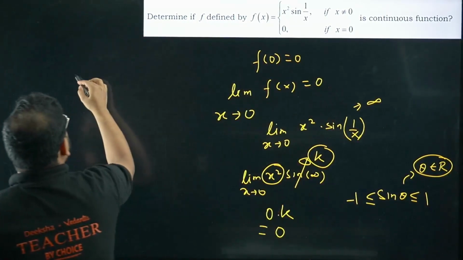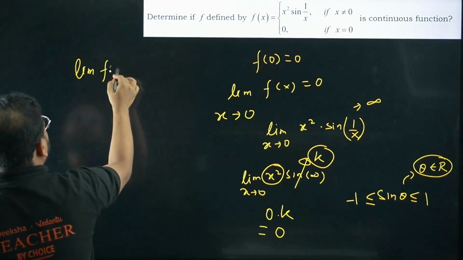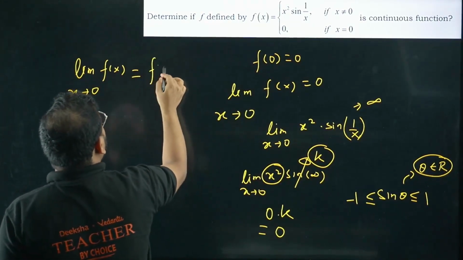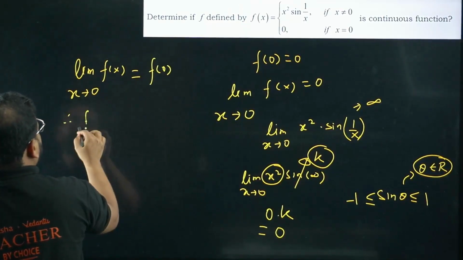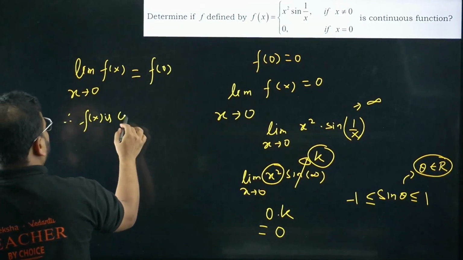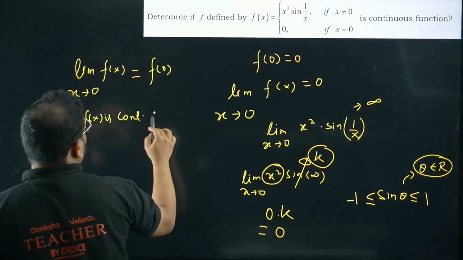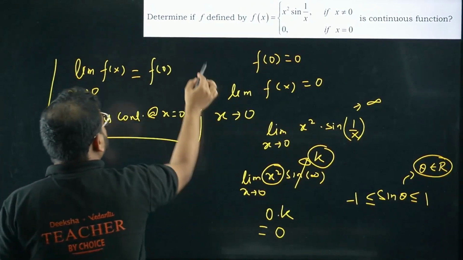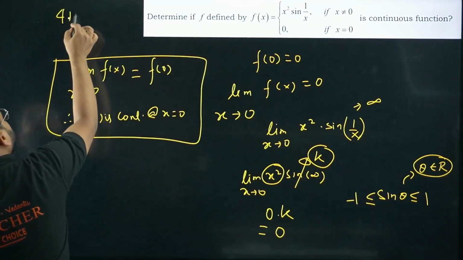So the limit value for the function f(x) as x tends to 0 is nothing but equal to the function value at 0. It means f(x) is continuous at x equals 0. That's the conclusion over here. Please check, this can be asked in 4 marks.